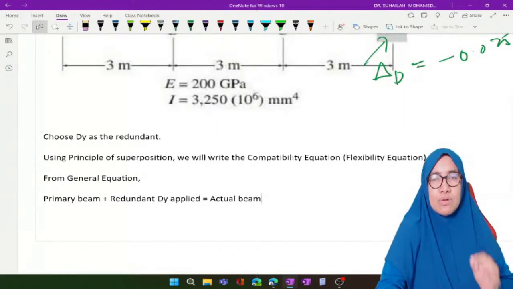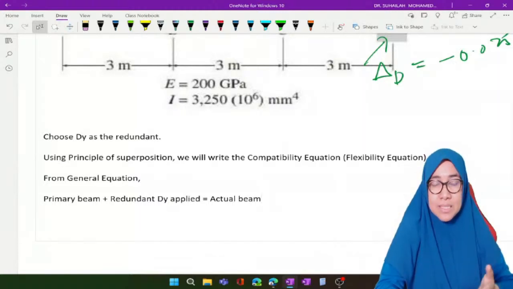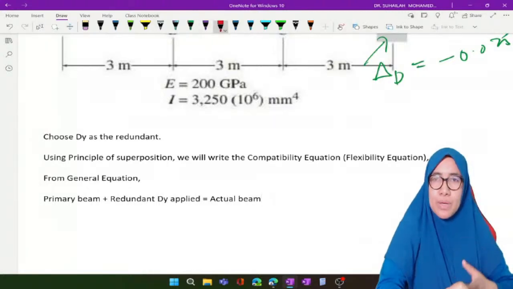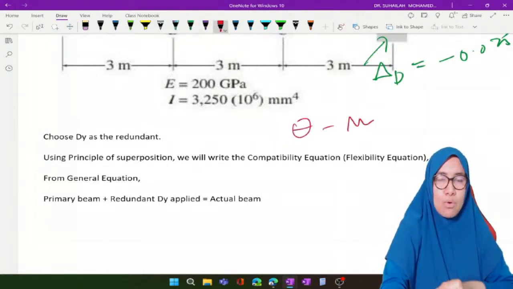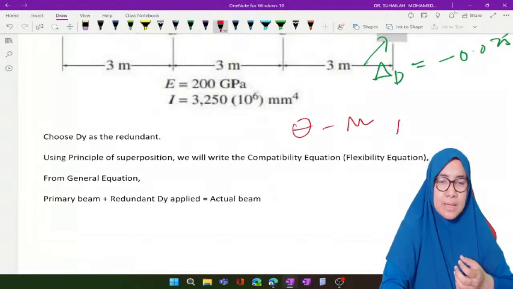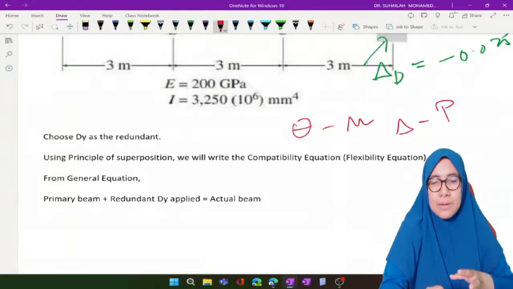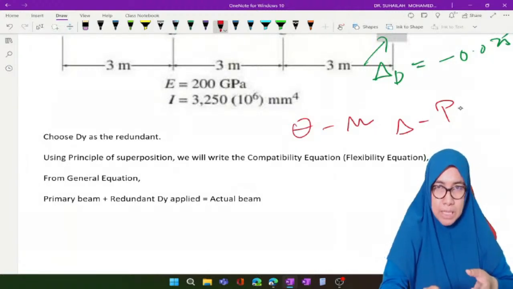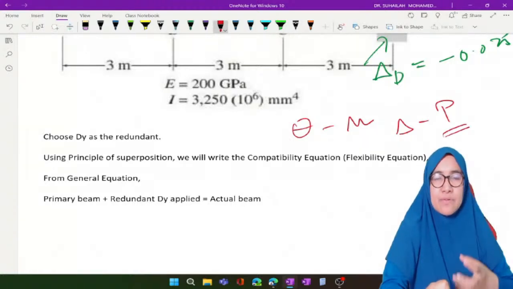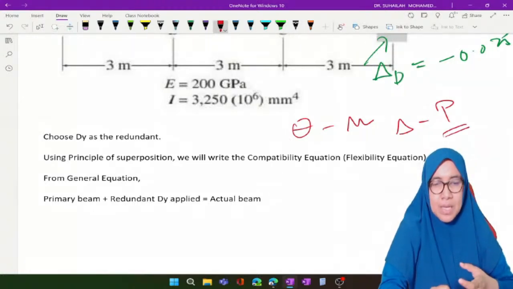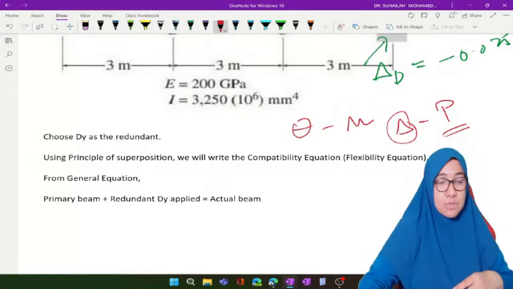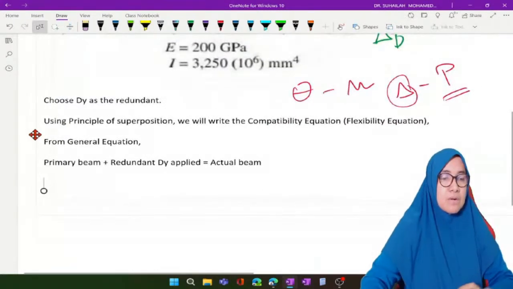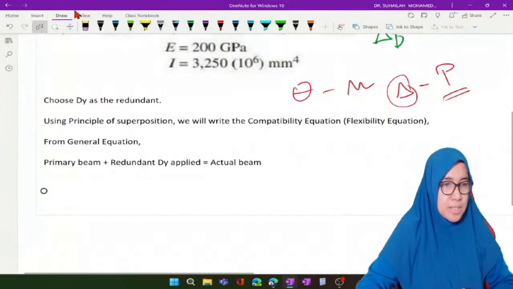We have to look at the vertical displacement, or deflection, that occurs at D, since Dy is a force. Always remember that when we want to calculate rotation, we have to look at the moment. When we want to calculate delta, we look at P, and delta goes with P, M with theta. So now Dy is P, and that is why we have to find the deflection at the redundant position. From this, we will write the equation.